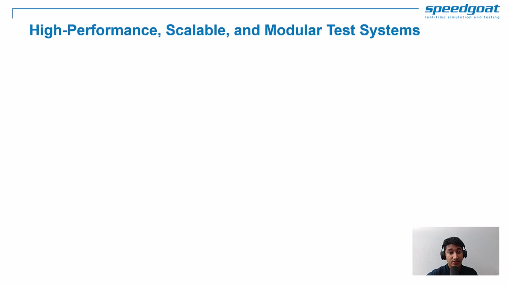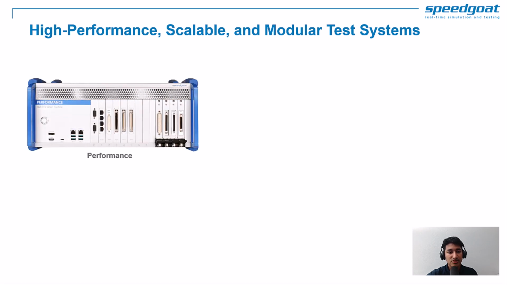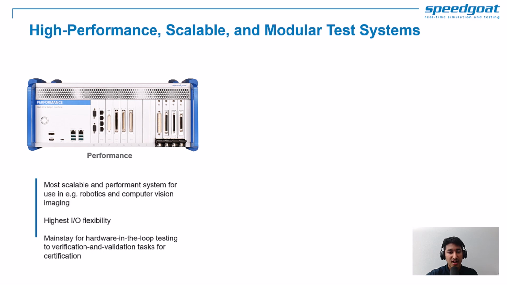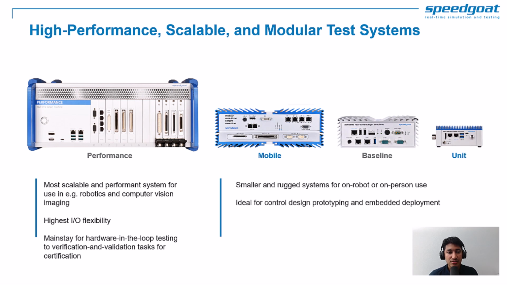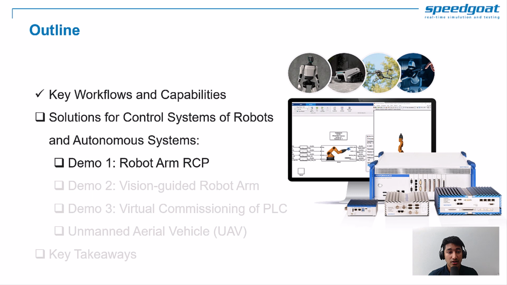Let us now look closer into the hardware and integration benefits. The Performance machine is the most scalable and performant system with the highest I/O flexibility. It is the mainstay for hardware-in-the-loop testing, or HIL testing for short, which can be used to complete verification and validation activities. The Mobile, Baseline, and Unit machines are smaller and rugged, making them suitable for applications requiring more portability and fewer I/O channels. Let us now move to dedicated solutions for robots and autonomous systems.